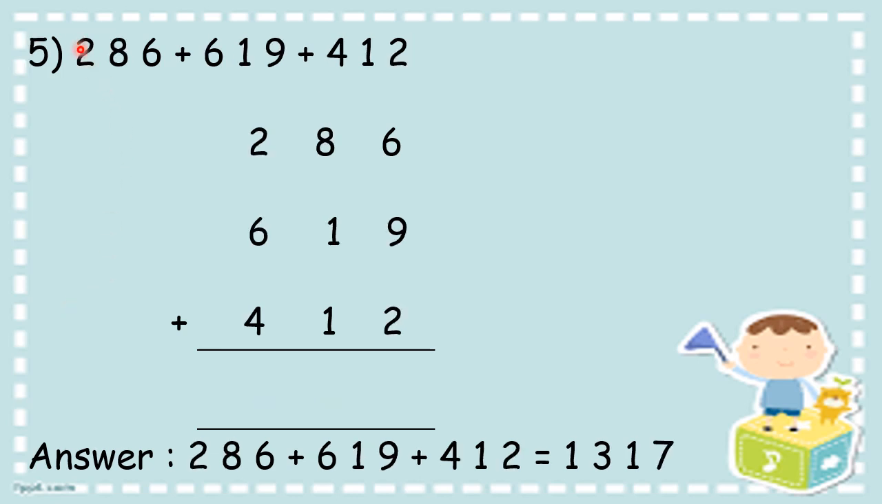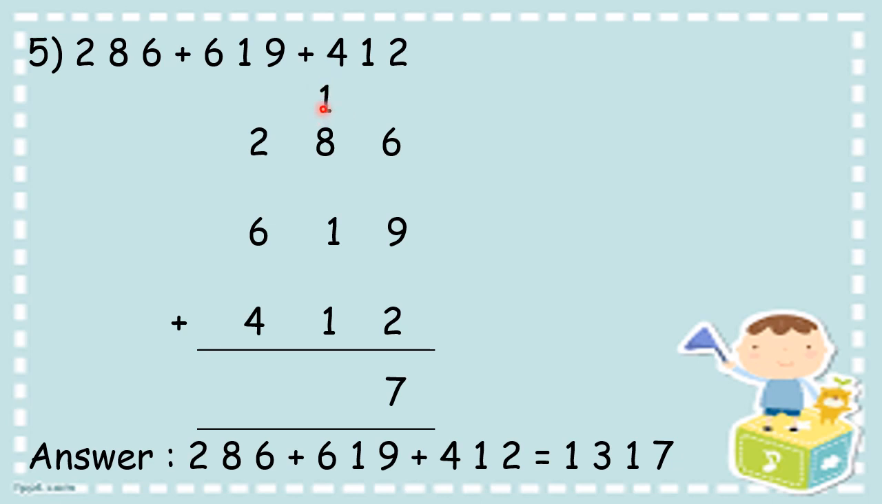Another one, 286 plus 619 plus 412. It has been written like this column wise. So first we have to add the ones place value. So 6 plus 9 is 15. 15 plus 2 is equal to 17. 7 has to be written here, and 1 has to be carried over to tens place.